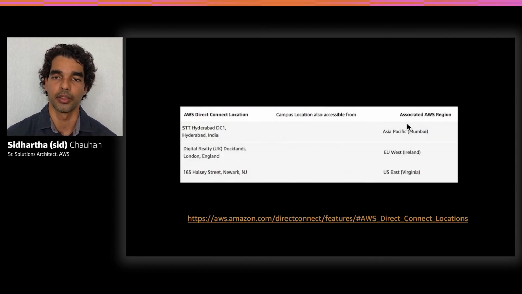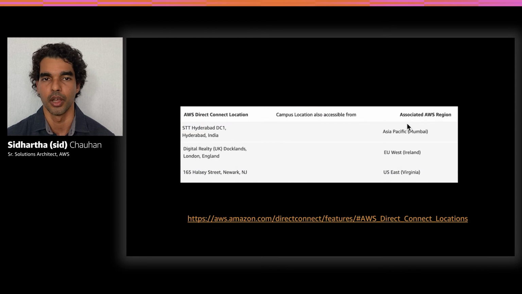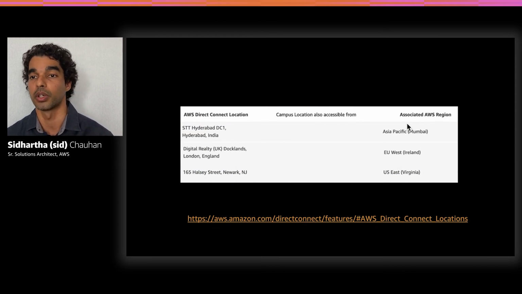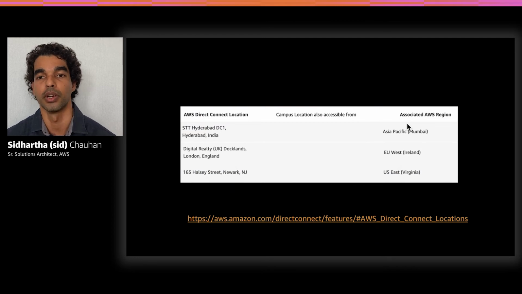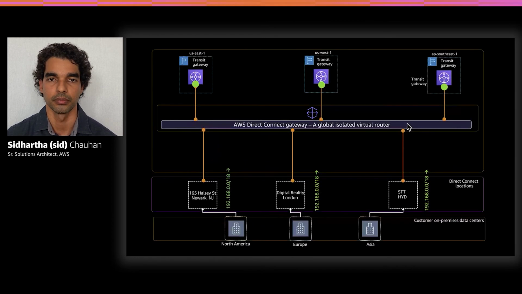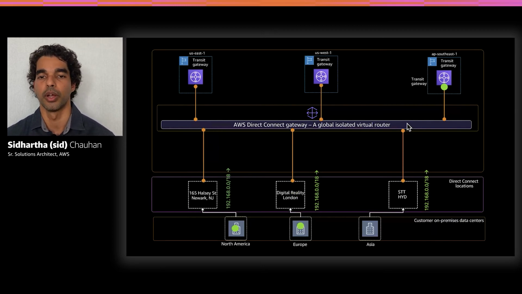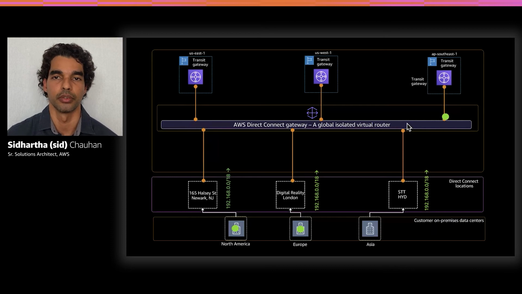Now, in order to understand that, I want to point your attention to this specific piece from our AWS Direct Connect documentation, which says, hey, there's an AWS Direct Connect location, and that's always associated with an AWS region. What that means is we will always prefer New Jersey Direct Connect location when the traffic is coming from US East 1. We always prefer the associated AWS Direct Connect location to the region.